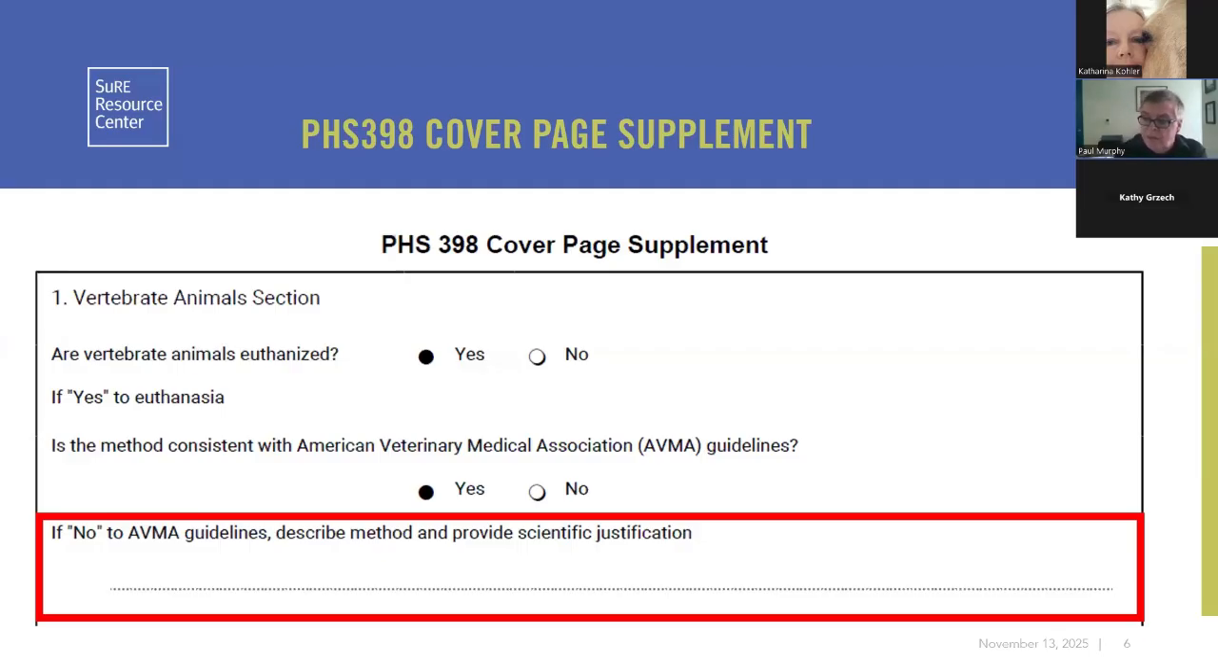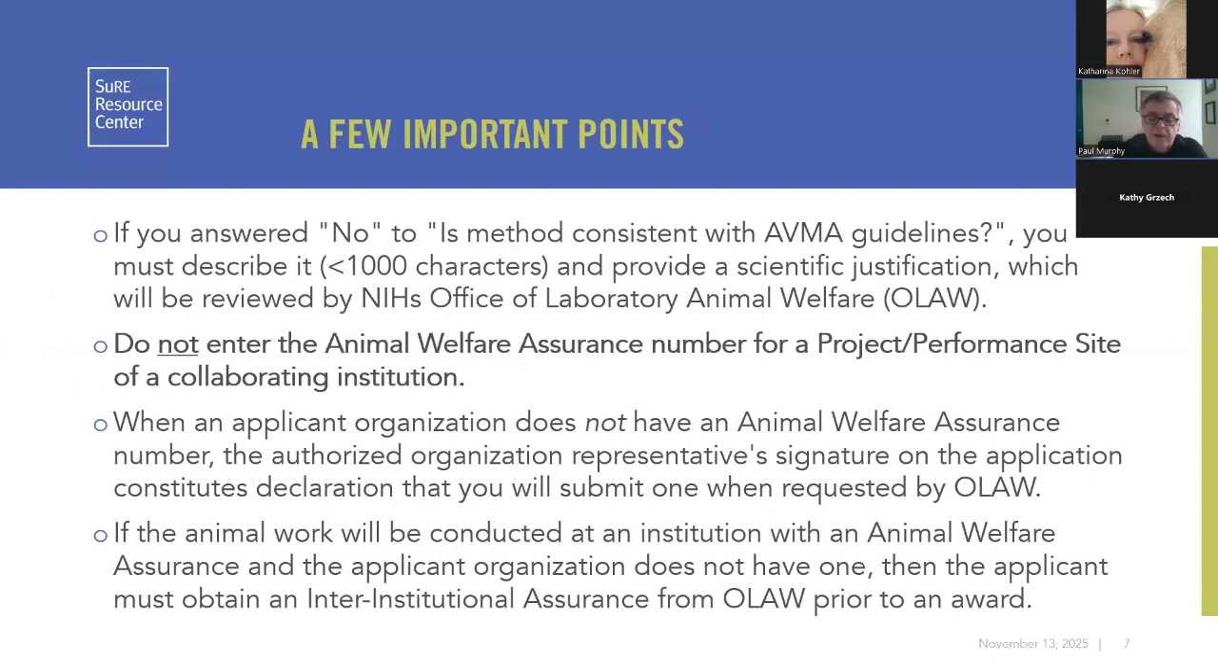It's quite lengthy. It is somewhat surprising these days to find a method of euthanasia that has not been covered somewhere. If you do have a method of euthanasia that is not covered in the AVMA guidelines, either as acceptable or conditionally acceptable, you have to explain what it is and provide a scientific justification. And this gets reviewed separately by the Office of Laboratory Animal Welfare. So that can create a significant delay for your proposal. Again, that is a rare occurrence, though. Okay, so you do have only 1,000 characters for that, so be cautious with your space.